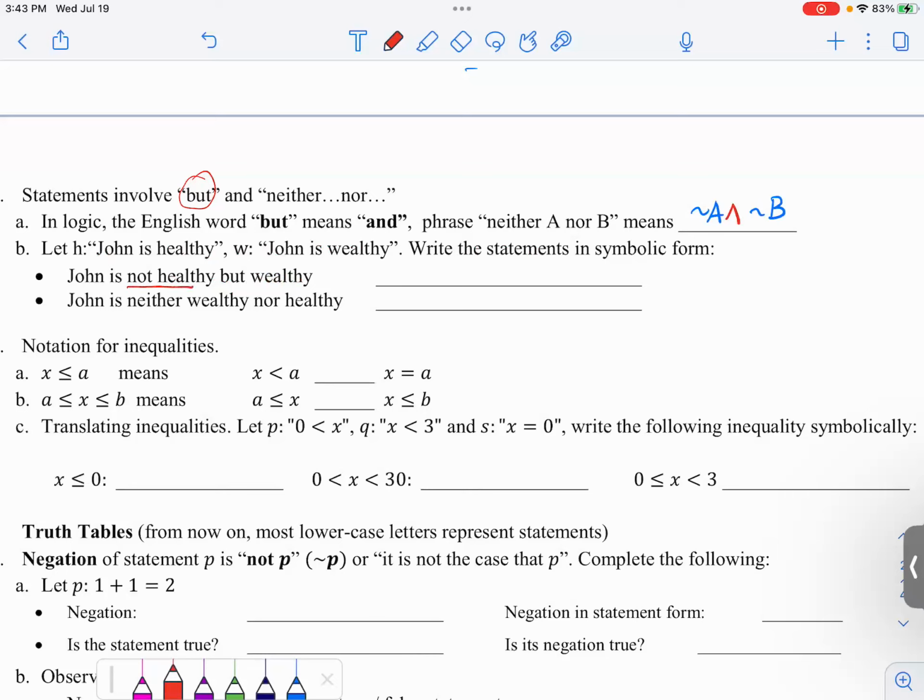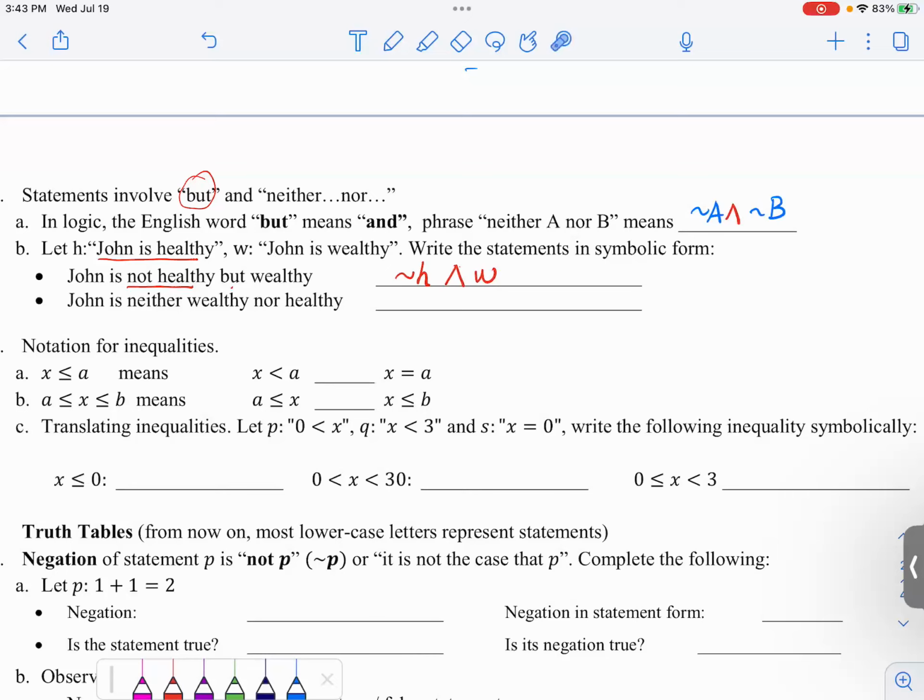Not healthy. So we define John is healthy as H. So it says not healthy, that means not H. But means and. So we are going to use the upside down V, the and symbol. And W means John is wealthy. So not H and W.